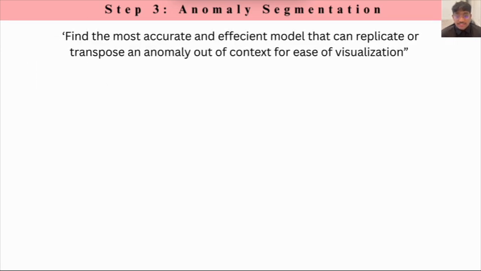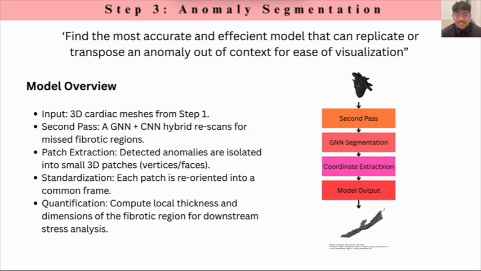Step 3, anomaly segmentation. Here we further refine lesion detection using a two-pass method. A CNN scans for large anomalies first, then a graphical neural network, convolutional neural hybrid, dives deeper using a mesh geometry to detect smaller or more diffused fibrosis that the CNN alone might overlook. Each extracted lesion is repositioned into a common coordinate system, eliminating variation in orientation across patients.